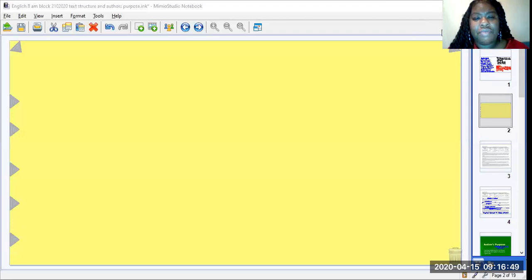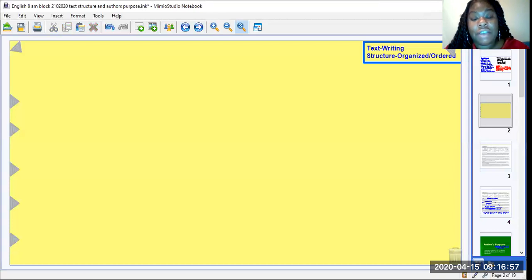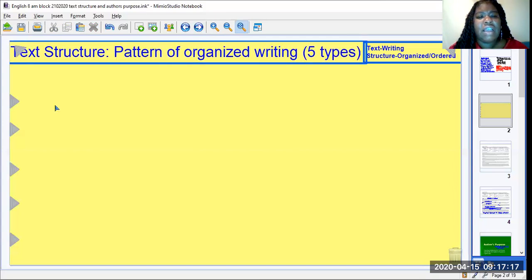So when we are talking about text structures, text is writing. When we text on our phones, we're writing. That's a form of communication. And structure is simply an organized way of doing things or an ordered way of doing things, depending on who you are and what it is that you're doing. So with that being said, a text structure is a pattern of organized writing. That's all it is. It is a pattern of organized writing.